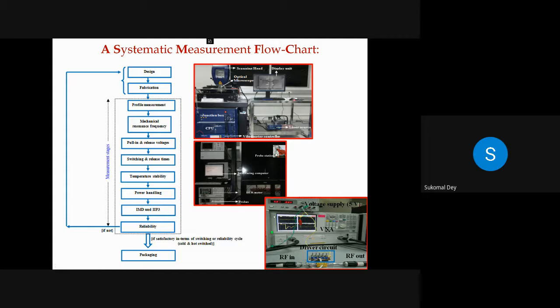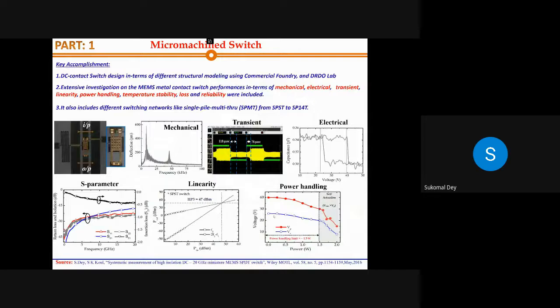Now followed by, whenever you are defining the measurement procedures I have just mentioned. Now, with the measurement procedure, whenever we are making a data sheet, let us take an example of this particular switch.